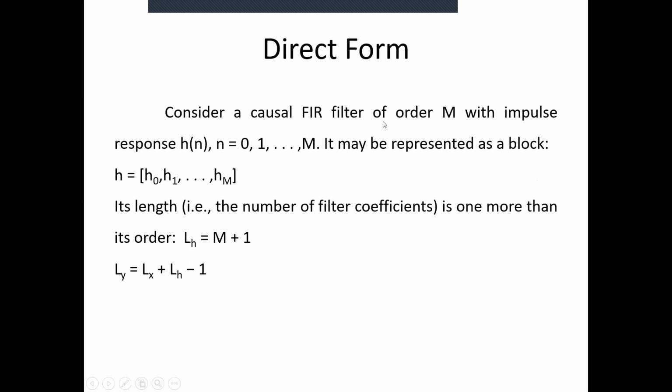Now, consider a causal FIR filter of order M with impulse response h[n] from 0 up to M. It may be represented as a block: h0, h1, up to hM. Its length will be M plus 1, okay? Length of h, as you know, we are starting from 0 and ending with hM, of course, the length will be M plus 1.